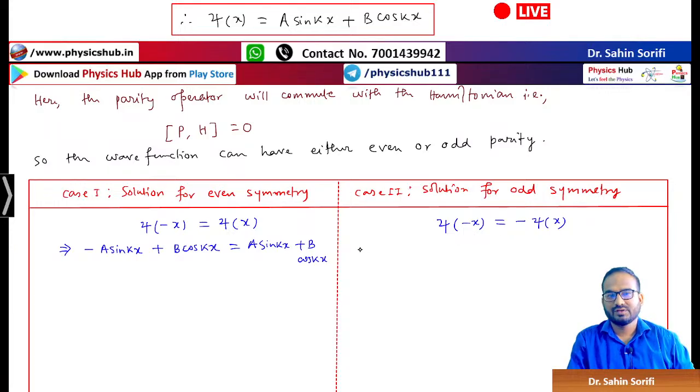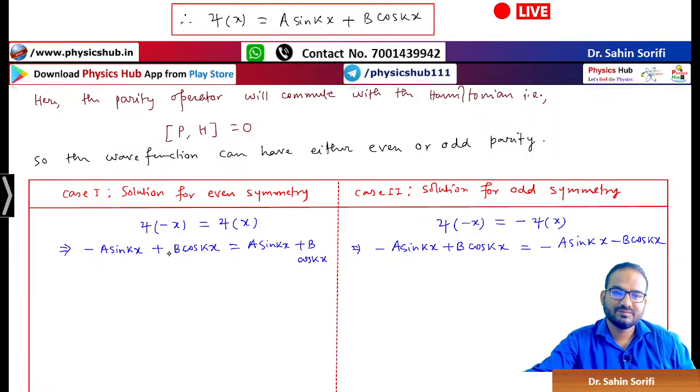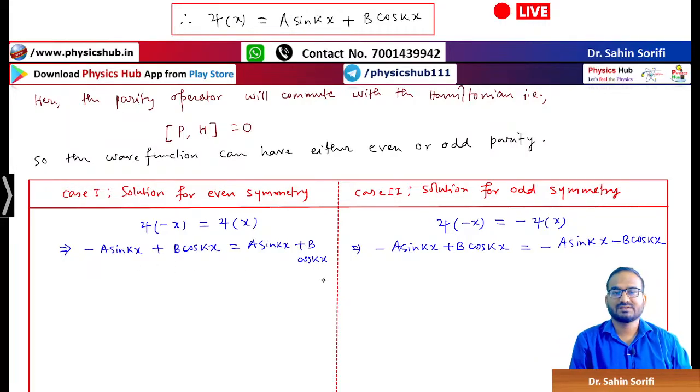On the other hand, here also psi of minus x means minus a sin kx plus b cos kx is equal to minus a sin kx minus b cos kx. So from this what can you conclude? You see this b cos kx is the same, and here minus a sin kx is equal to plus a sin kx. So we can say that 2a sin kx is equal to 0.